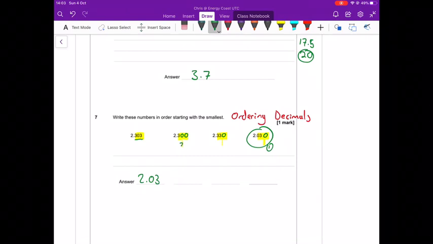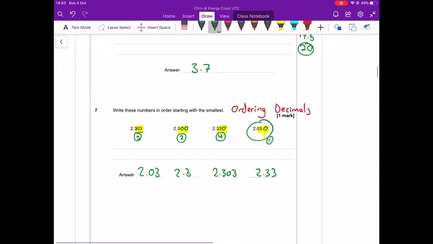Then the next one is going to be the one that says 300. That's my next one, which is just 2.3. If you wrote the zeros in the bottom, it doesn't really matter, but I'm not going to bother. And then 303 is slightly bigger than the one to the right of it, so 2.303. And then the biggest one, although it doesn't necessarily look like it at the start, is this one, because it's 330, which is the biggest of those last 3 numbers. Okay, so 2.33, and that's how you order decimals, okay?